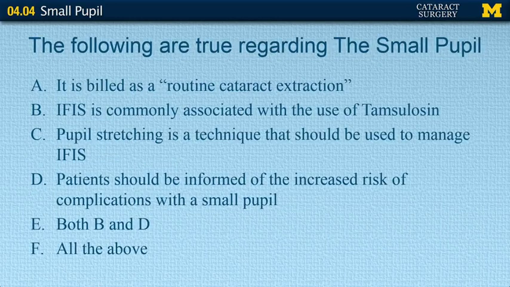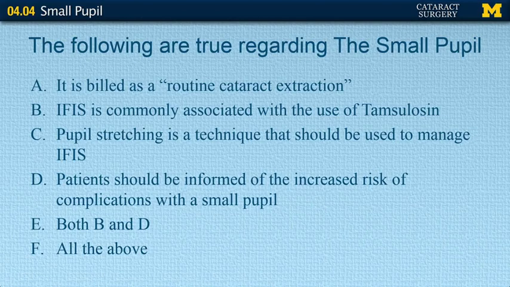The following are true regarding the small pupil. A, it is billed as a routine cataract extraction. B, IFIS is commonly associated with the use of tamsulosin. C, pupil stretching is a technique that should be used to manage IFIS. D, patients should be informed of the increased risk of complications with a small pupil. E, both B and D, and F, all the above. The correct answer would be E.